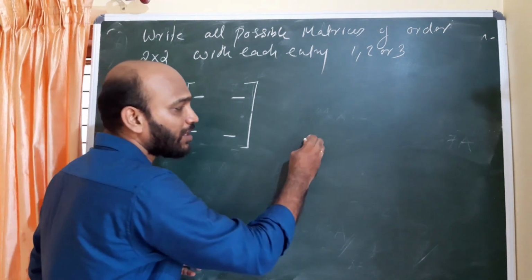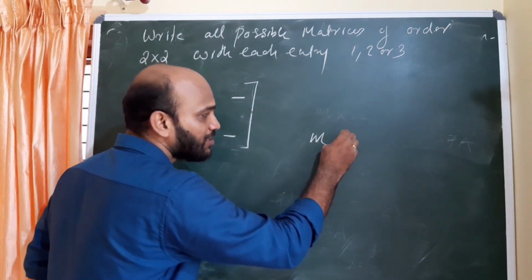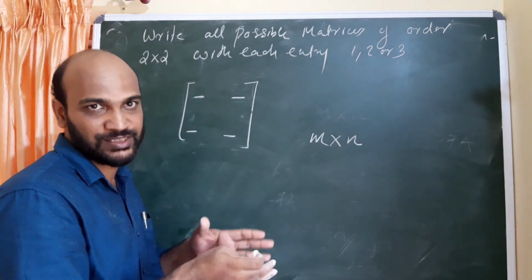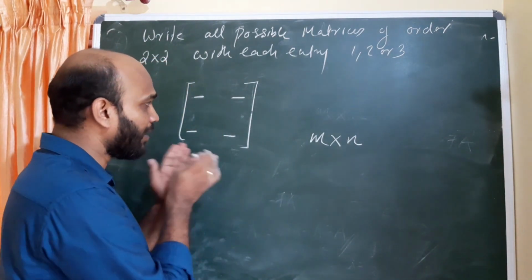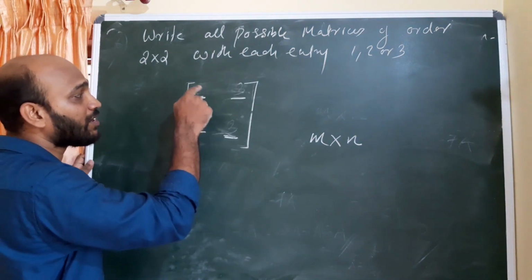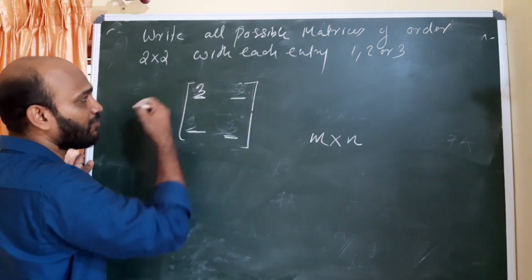Here we have to use one formula in the fundamental principle of counting. That means if we can complete a work in m ways and another work in n ways, together we can complete in m into n different ways. That formula you have to apply here. So here we have 4 spaces. Now how many ways we can fill A11? We can use 1, 2 or 3. 3 ways we can fill.